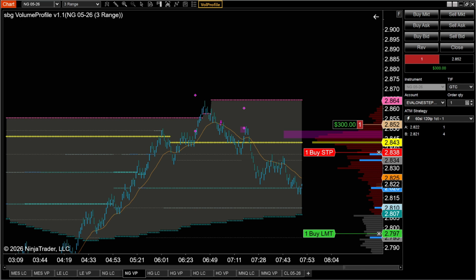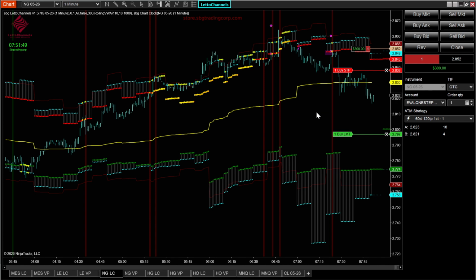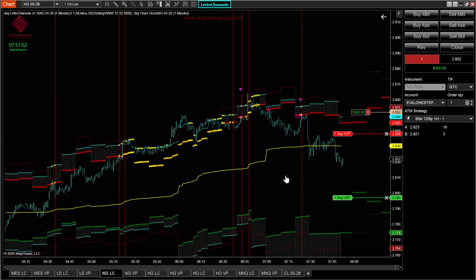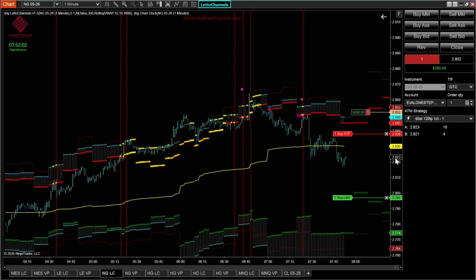Right, let's have a look at my recent natural gas trade using LettoChannels and using volume profile real quick. The trade setup occurred right here in the morning. We hit overbought in LettoChannels. We went back into overbought territory. I entered right here as we came out of overbought on the first go around.